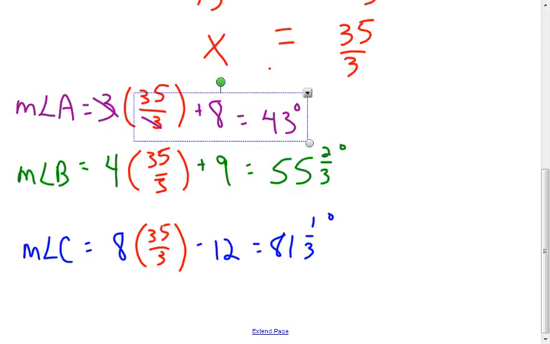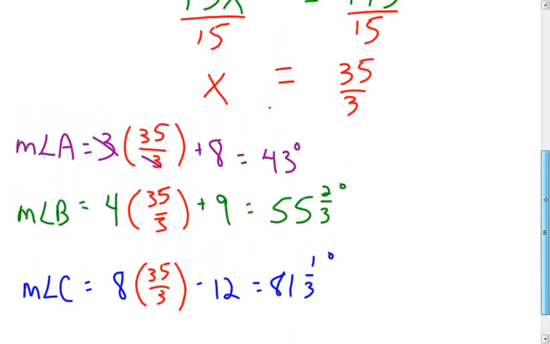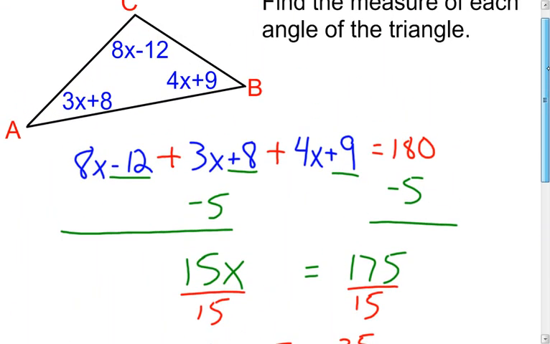Now again, we didn't have to find the measure of angle C this way. We could have added these 2 angle measurements together and then subtracted from 180 degrees, but we still would have ended up with 81 1/3 degrees. So there's another example on how we can use the triangle angle sum theorem to calculate the measure of 3 angles when they're given to us in terms of x. That's going to conclude the example portion of the angles of a triangle.